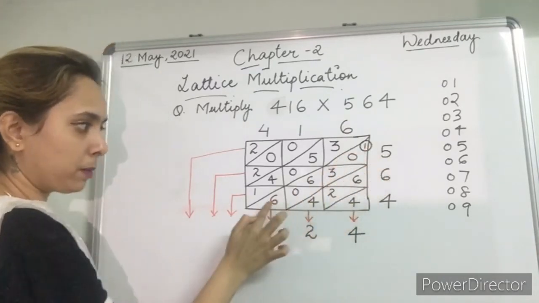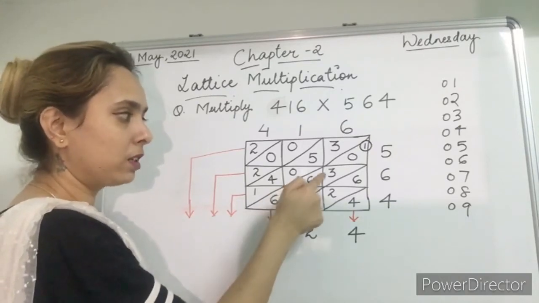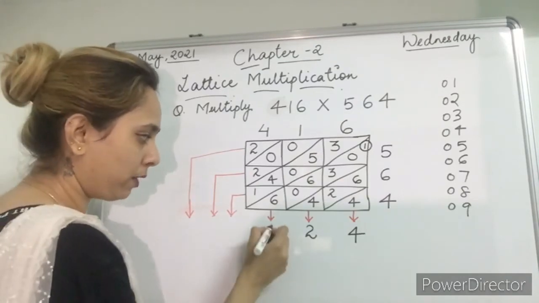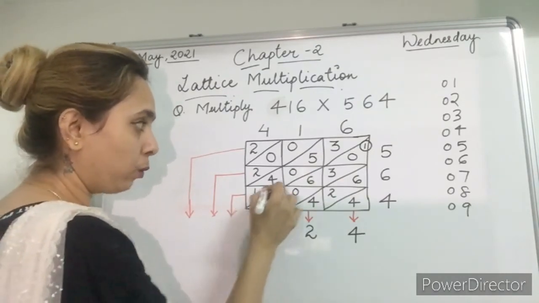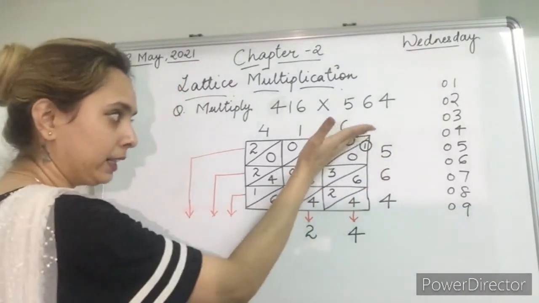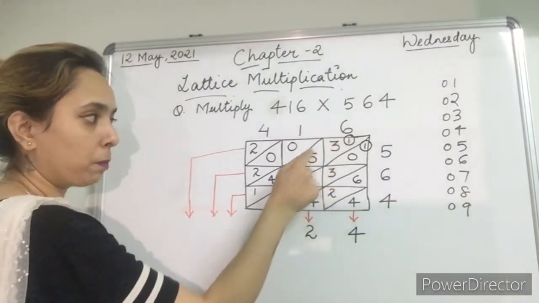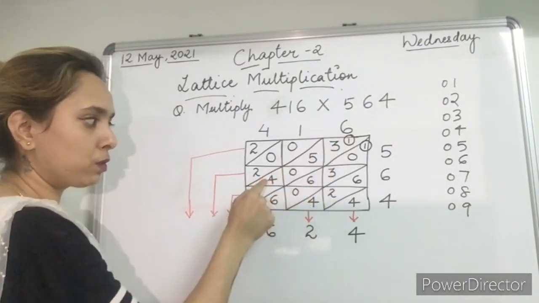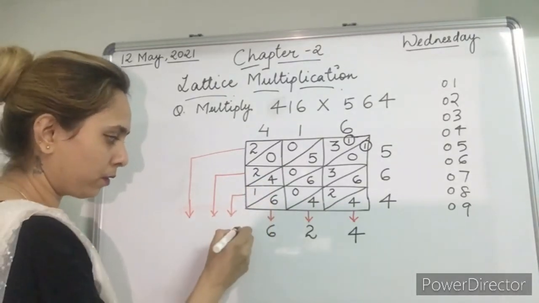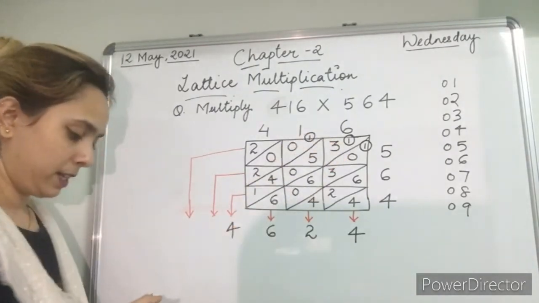Add all these numbers now. 6 plus 6 is 12. 12 plus 3 is 15. 15 plus 1 is 16. So we will write 6 here, and again the 1 will be carried over to this side. Add these numbers now. 3 plus 1 is 4. 4 plus 5 is 9. 9 plus 4 is 13. 13 plus 1 is 14. 4. 1 will be carried over here.